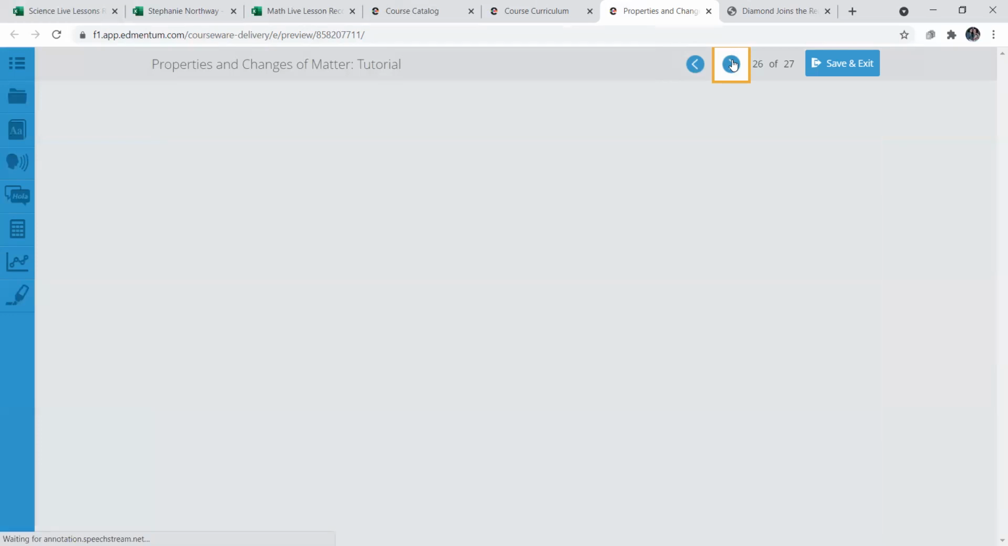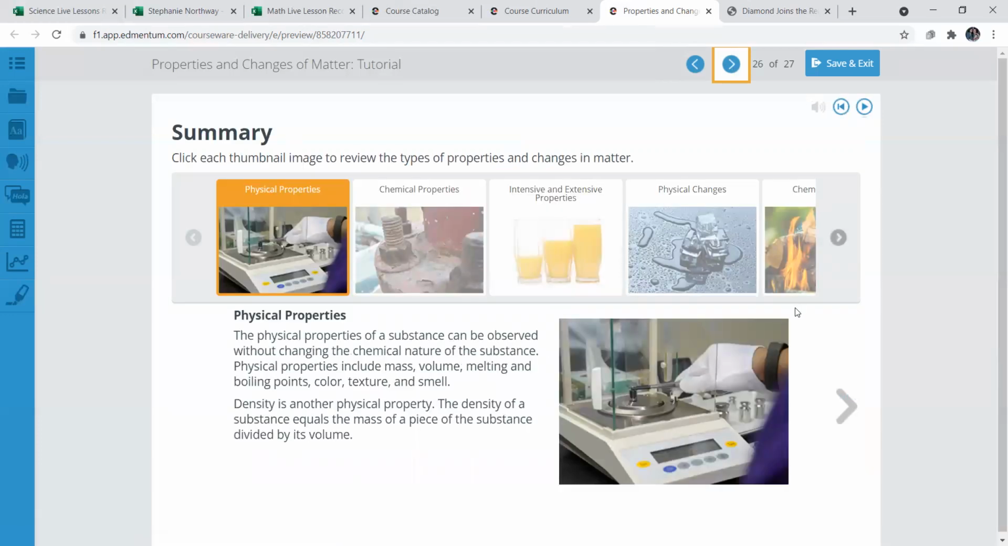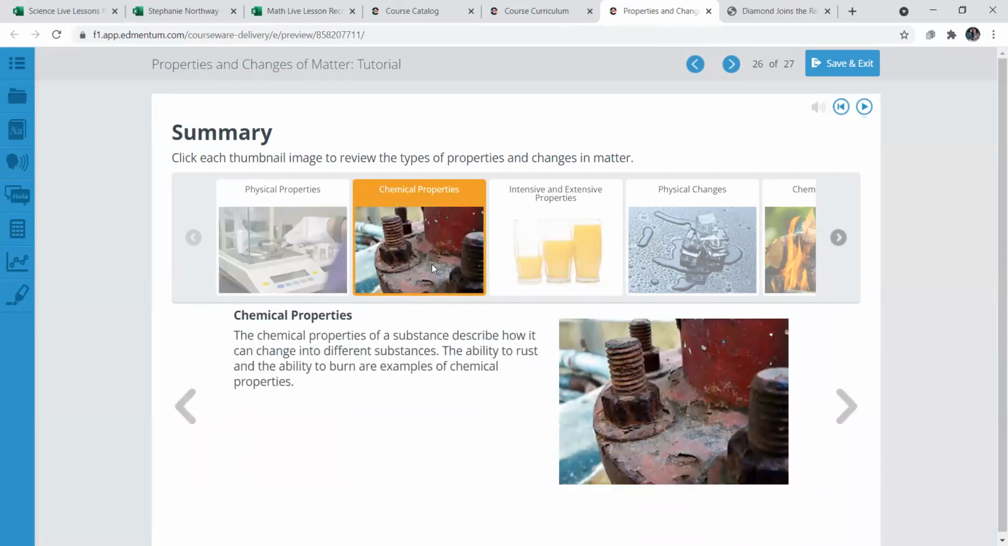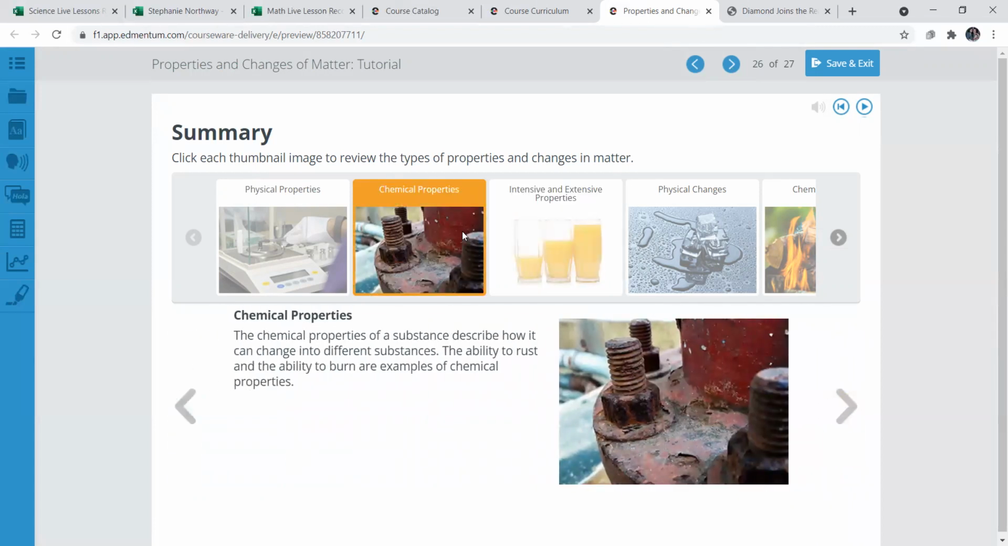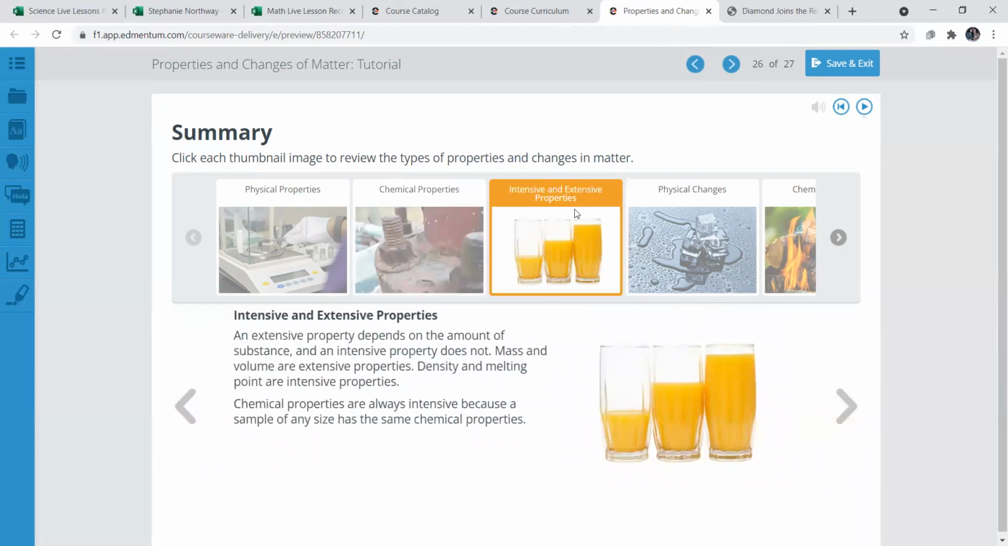All right. Summary, and there you have it. These are just more examples of physical properties. Again: mass, volume, melting, boiling, color, texture, smell. Okay, chemical properties describe its ability to change into something different, the ability to rust, and the ability to burn. And real quick, we'll go back to that. That's why I say toast, because you're burning the bread. You're changing the bread, you're burning it. So that's easier. Intensive and extensive properties shows you how they change.